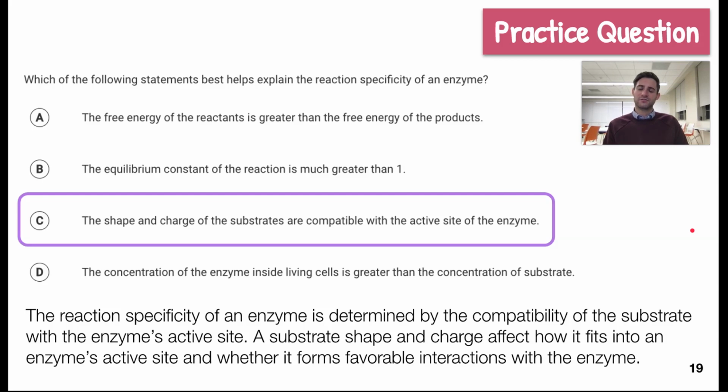The justification for that answer is that the specificity of an enzyme is determined by the way it interacts with the substrates. The substrate shape and its charge affects how it fits into the enzyme's active site and whether it forms favorable interactions with the enzyme. One thing to think about with this question deals with the idea of mutations. If a mutation were to occur that changed the shape of the enzyme, that would change the way it catalyzes chemical reactions.